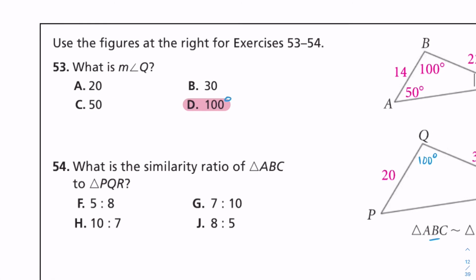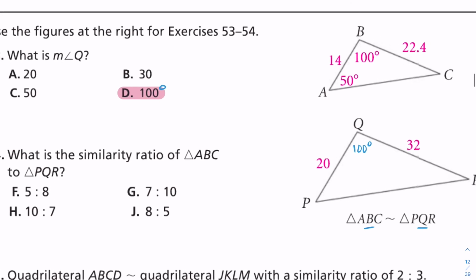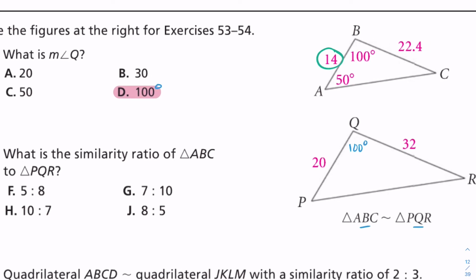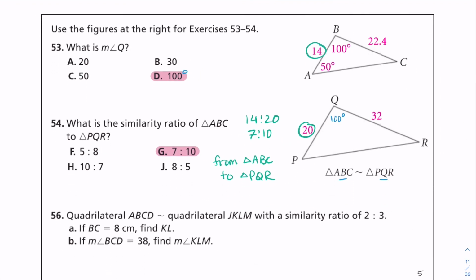And what is the similarity ratio from ABC to PQR? So that similarity ratio is going to be 14 to 20, and that's going to reduce to 7 to 10. We always want to reduce it, so it's a 7 to 10 ratio. Be careful, it's not a 10 to 7. It asked from, this is the most important part, from triangle ABC to triangle PQR. You have to go in the right order. Okay, that's it for those two.